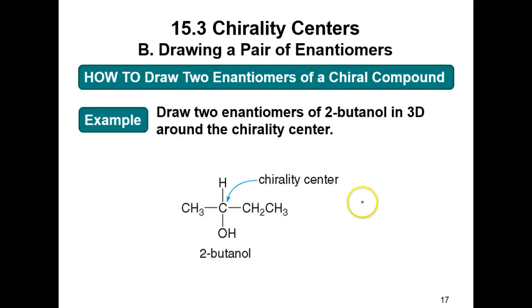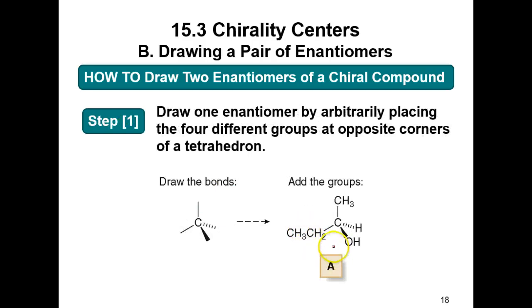Okay, how to draw the 2 enantiomers of a chiral compound. I kind of just showed you that, but we'll look at it again. Here's 2-butanol. This is a chiral center. How do we know? 4 different groups: a hydrogen, a methyl, an OH, and an ethyl group. The way you show it is by showing these wedges and dotted lines. You have to put it in a tetrahedral structure. So get to know this. If you memorize this kind of structure, you'll always be able to draw a tetrahedral structure.